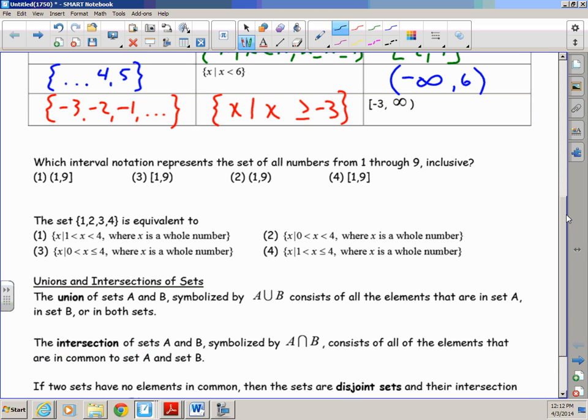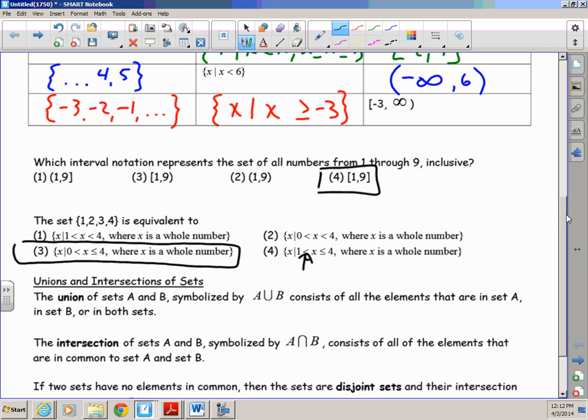All right, so which interval notation represents the set of all numbers from 1 through 9 inclusive? Inclusive means it includes those numbers, so it's number 4. The set 1, 2, 3, 4 is equivalent to which of these? Well, it would be this one here. It's telling me it's a whole number, so they all kind of cancel out. But the key is 4 is included, so I need the equal to sign under the 4. And this one is greater than 1, so that doesn't work. This one is greater than 0, which does work. All right?